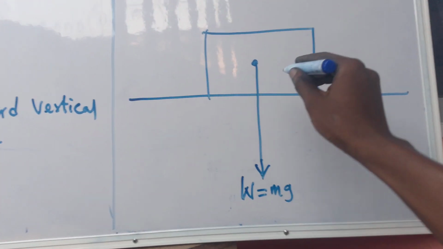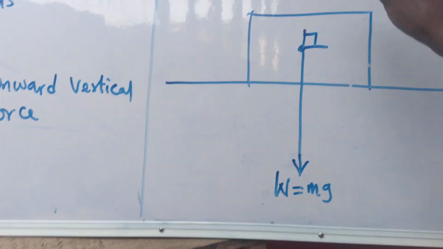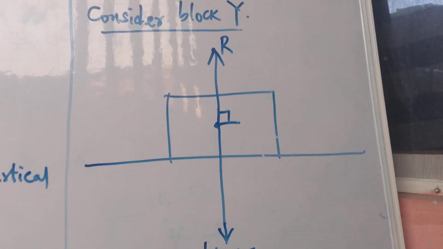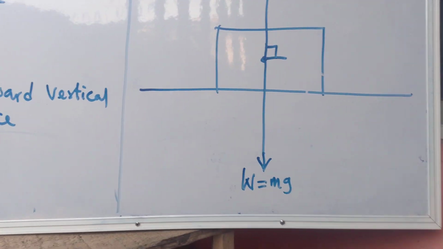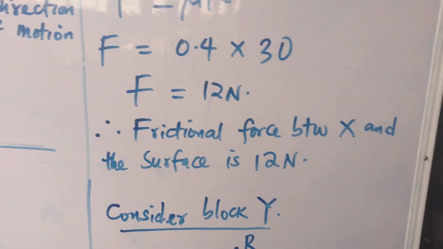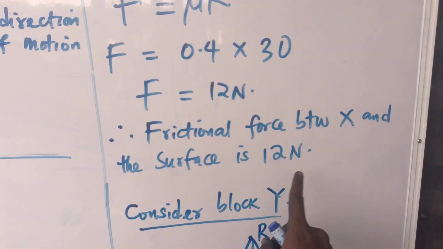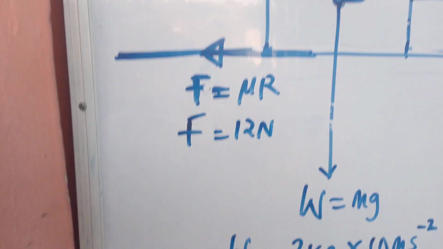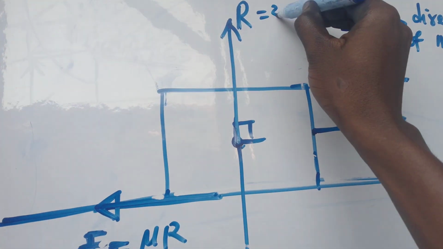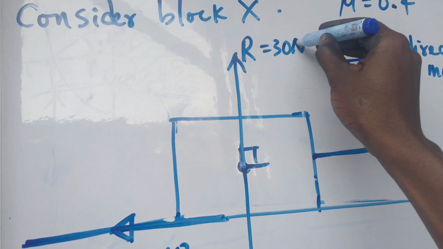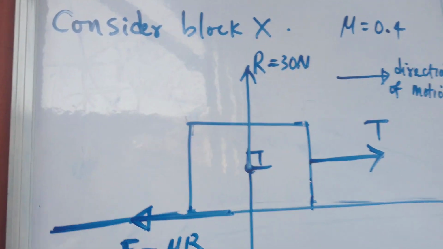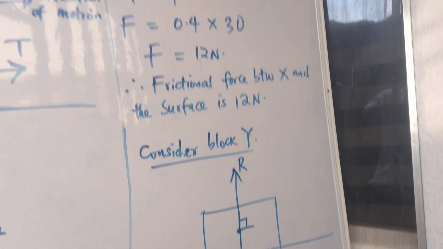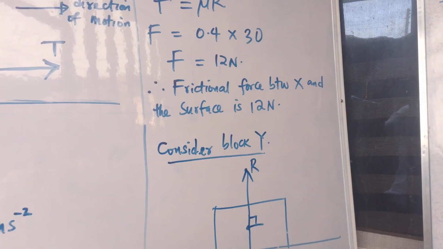Okay, and then of course I'll find the normal reaction. Normal reaction will act at 90 degrees to the surface. So quickly let's find the weight of the block, which is mass times acceleration due to gravity. And don't forget that the frictional force between X and the surface is 12 Newton. Please indicate that F here is equal to 12 Newton and that the normal reaction is 30 Newton. Alright, so we have solved that.